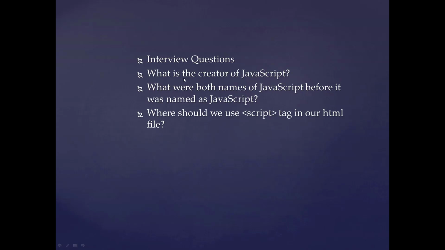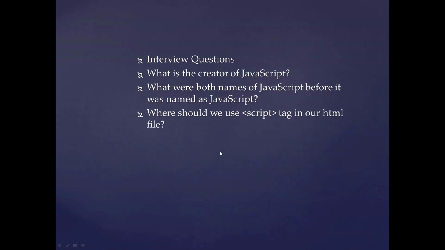It still surprises me. First of all, it was named Mocha, and later it was named LiveScript. And finally it was named JavaScript. Java and JavaScript are not the same. They are two entirely different programming languages. JavaScript was named similar to Java as a marketing move, since Java was the most popular language back then.